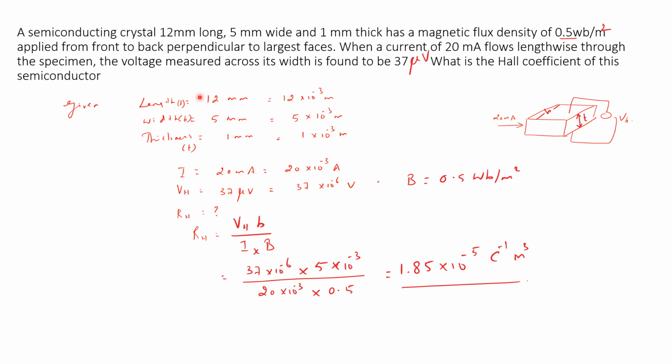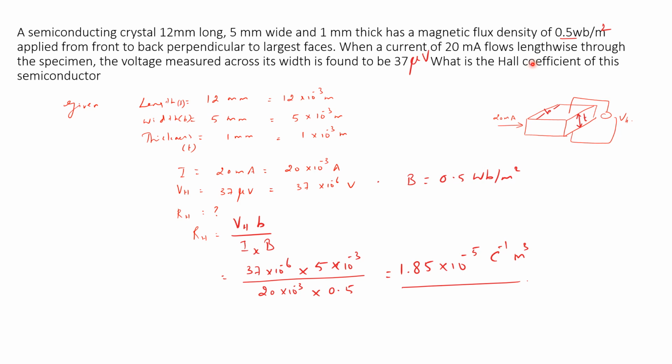Then what else is given? 37 microvolts is given. What is this? Hall voltage. Yeah, so VH is equal to 37 microvolt. So 37 into 10 power minus 6. Then what is given? B, that is magnetic flux density is given 0.5 Weber per meter square. So all these are only given. So what is asked in the problem is Hall coefficient, that is RH.